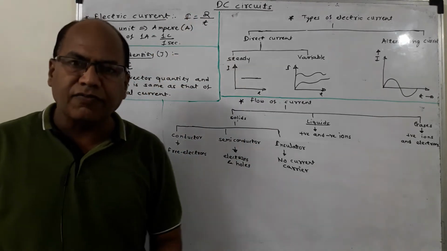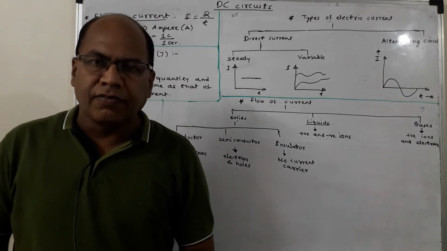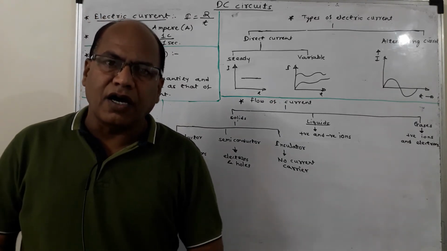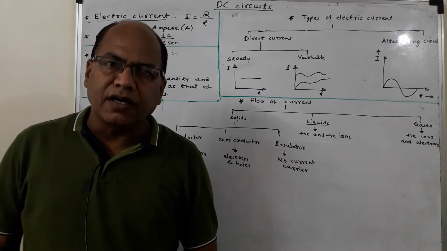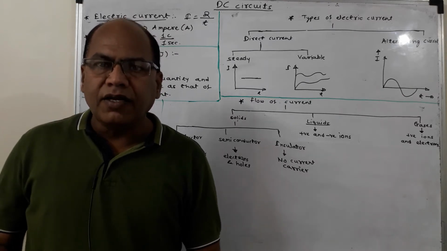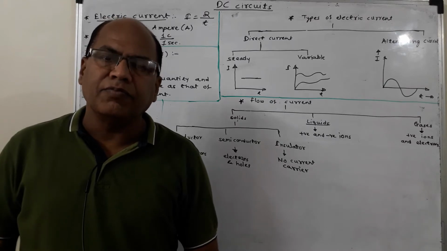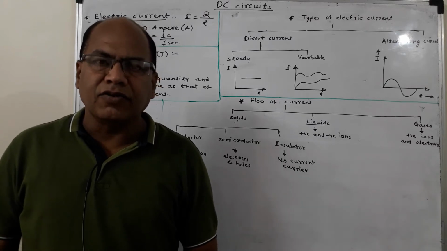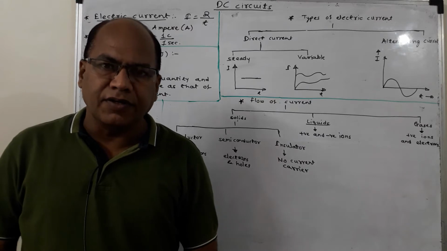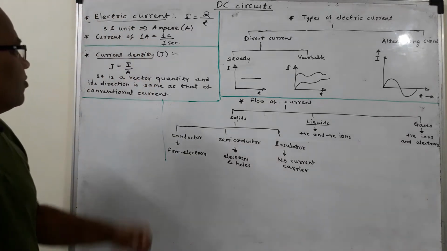So SI unit of current is ampere. The smaller units used are milliampere and microampere. 1 milliampere is equal to 10 raised to minus 3 ampere, and 1 microampere is equal to 10 raised to minus 6 ampere. So that is about current.